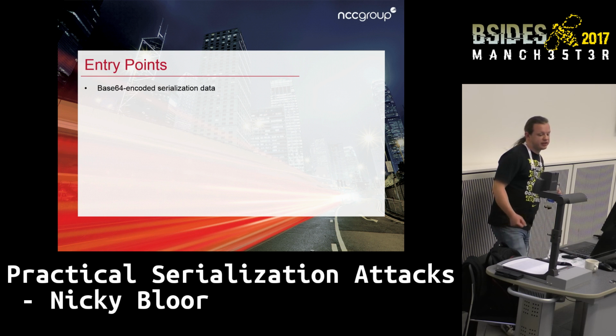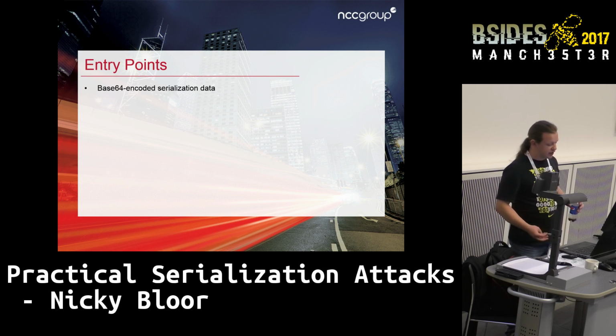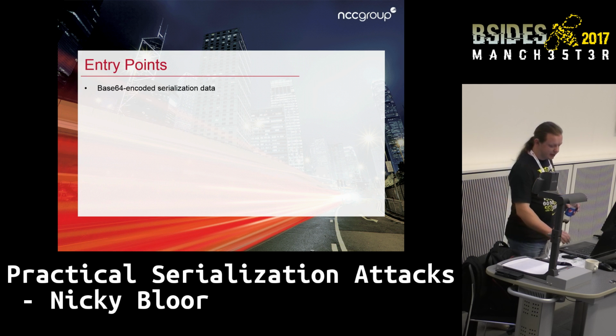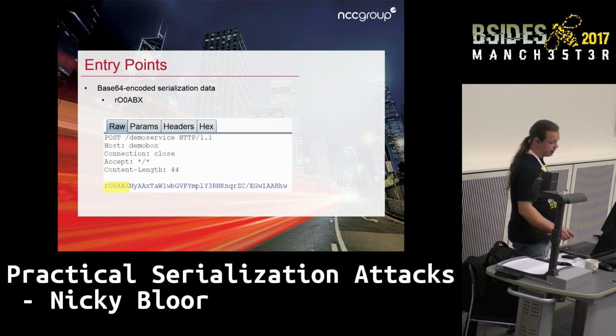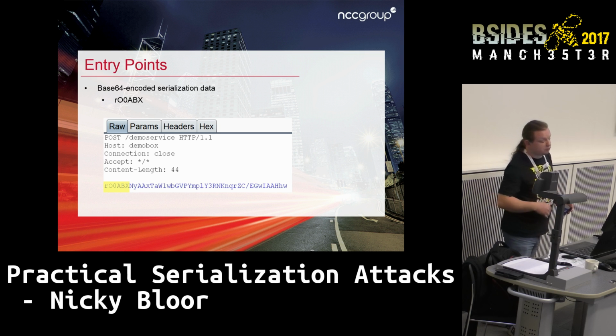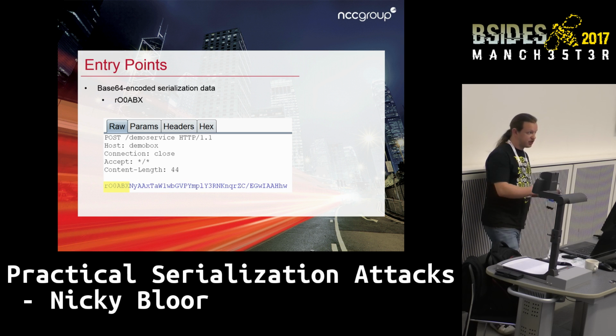Text-based protocols and formats such as HTTP and XML could also wrap serialized data, but they're more likely to base64 encode the data because it's a binary format. But that also generates a recognizable pattern. So we're looking at base64 encoded data. We see lowercase r, uppercase O, 0, uppercase AB X. That's the serialization header.